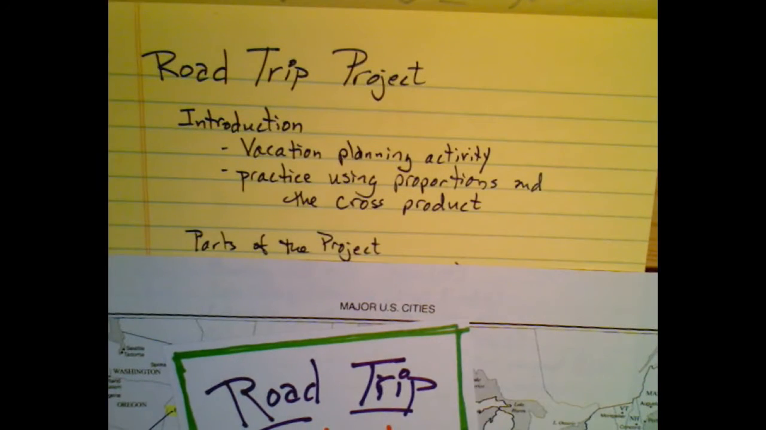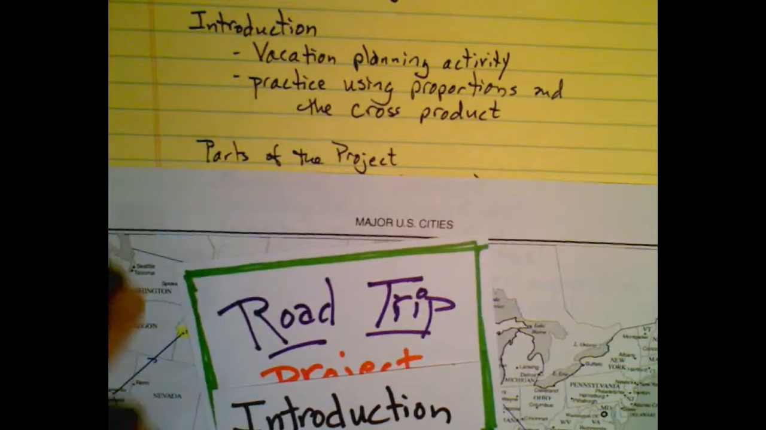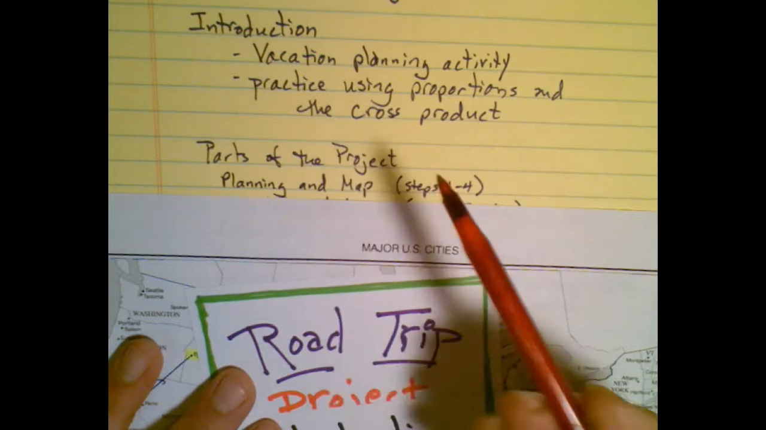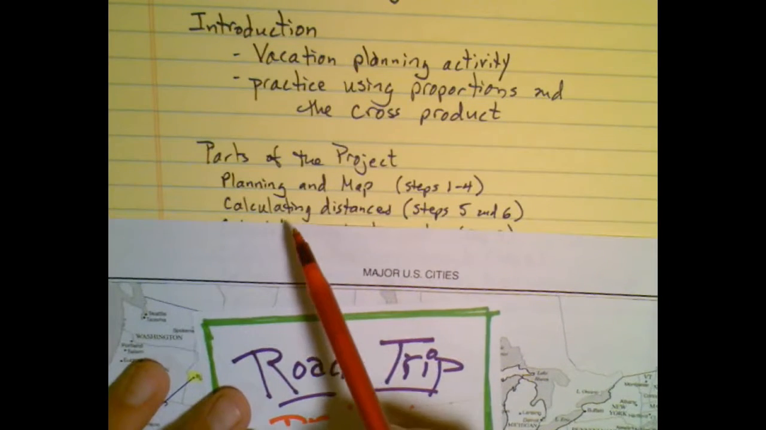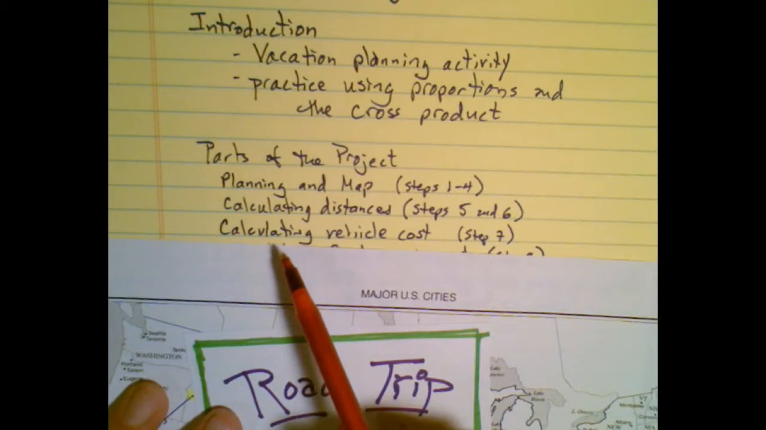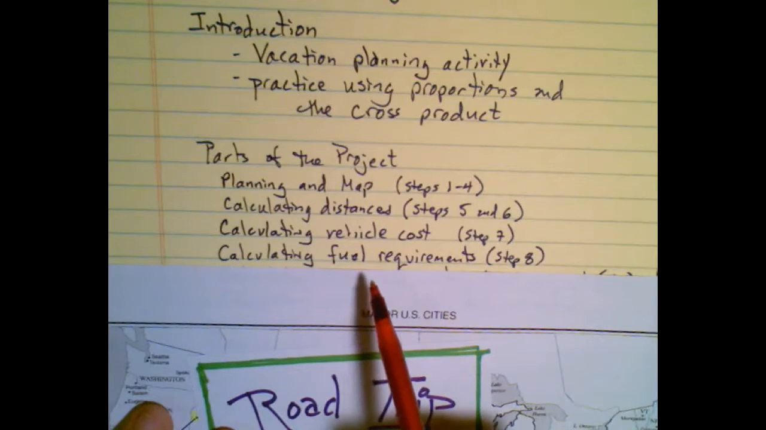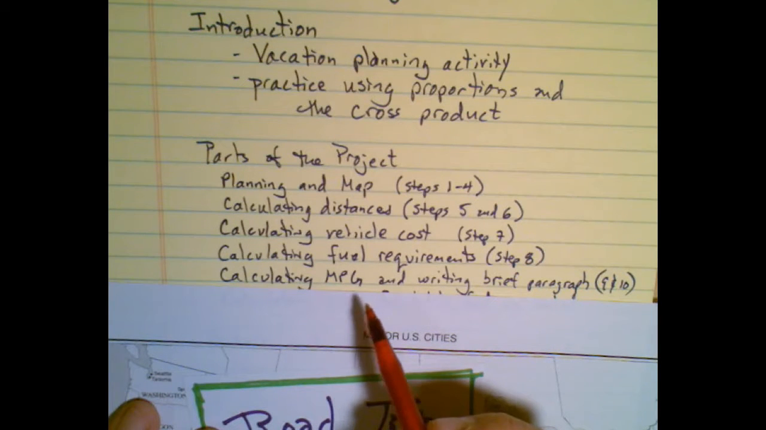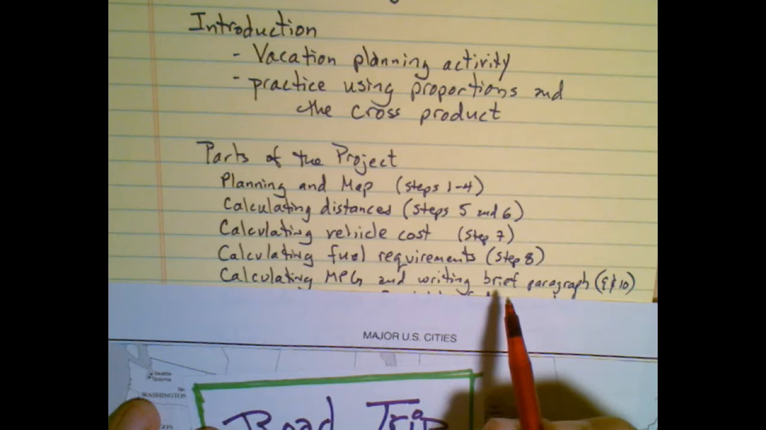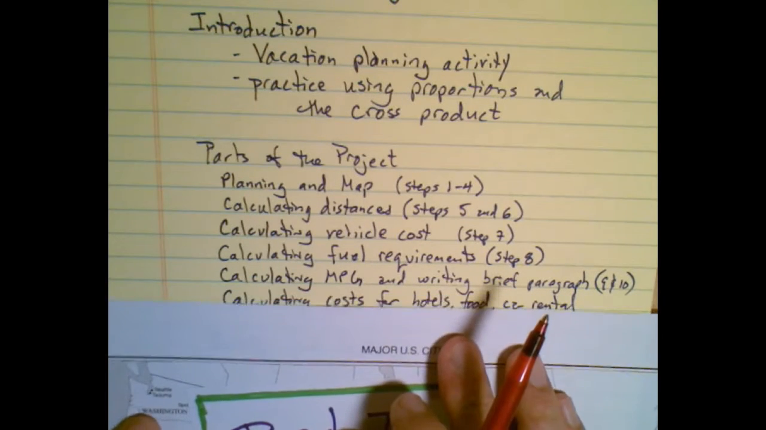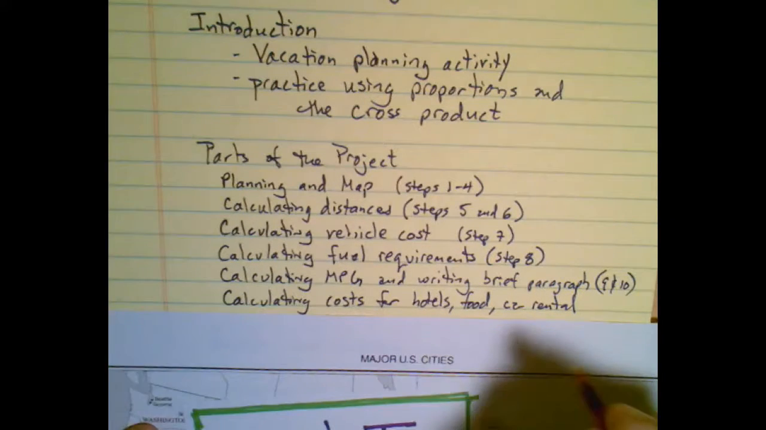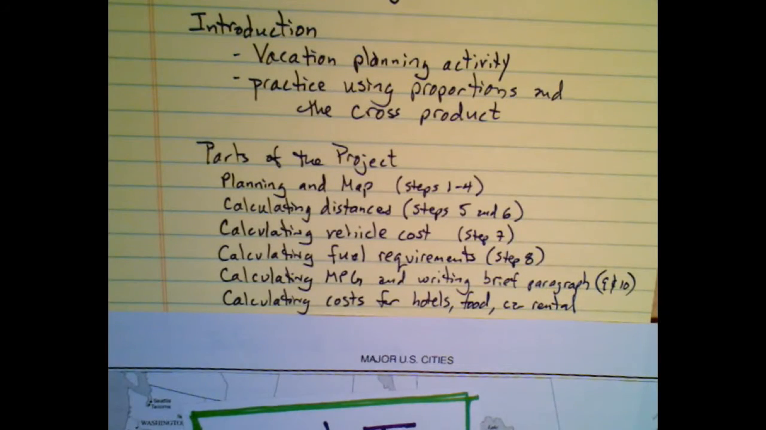There are different parts of the project, and those parts include planning out which different cities you're going to visit. There's calculating distances between cities. You're going to have to calculate some vehicle costs and fuel requirements. You'll determine miles per gallon for some different vehicles, as well as write a brief paragraph about which vehicle you chose and why. And you're going to have to calculate the costs for hotels, food, and car rental. All these things will be combined in order to find out what the total cost of the trip will be.